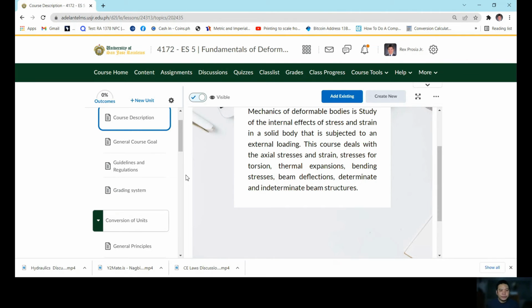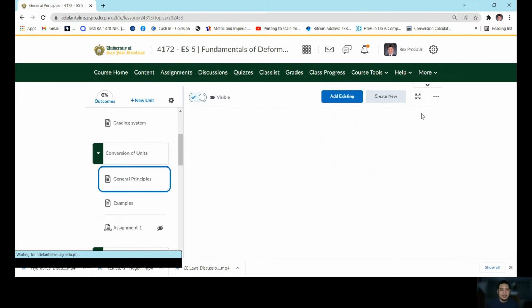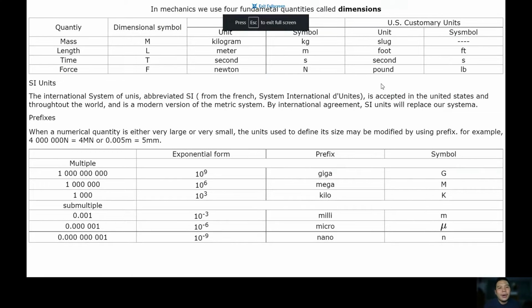Alright, so conversion of units. General principle: in mechanics, we use four fundamental quantities called dimensions. What are these four fundamental quantities? We have the mass, the length, the time, and the force. We have US customary units as well as SI units. In the Philippine setting, we usually use SI units, but occasionally we also use US customary units.